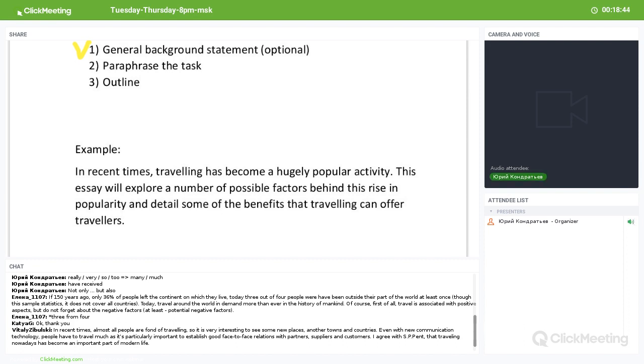Through the sample statistics, it does not cover all countries. Today, travel around the world in demand more than ever in the history of mankind. You need "is". Today, travel or traveling around the world is in demand more than ever in the history of mankind. Of course, first of all, travel is associated with positive aspects, but do not forget about the negative factors, at least potential negative factors.